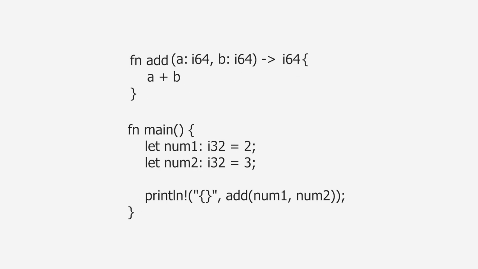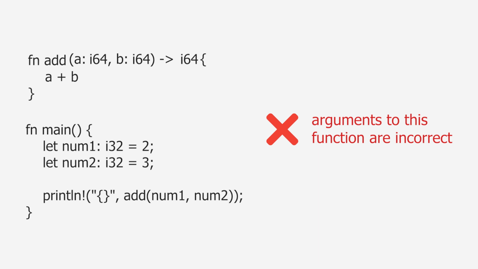Tell me what is the output of the program. Pause the video, try to figure out, and write your answers down in the comments. Done? Did you figure out what's the problem here? The add function accepts two 64-bit integer values, but we are sending 32-bit integers to add. Result? Error thrown by the Rust compiler.